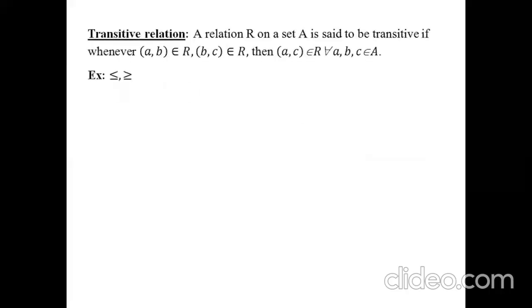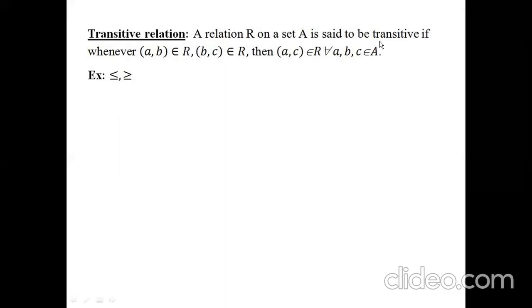Next, we will understand the definition for transitive relation. A relation R on a set A is said to be transitive if whenever the ordered pair (A, B) belongs to R and (B, C) belongs to R, then (A, C) must also belong to R for every element A, B, C belonging to the set A. I repeat, and the easy example to understand for that is less than or equal to and greater than or equal to. So let us understand how this is happening.